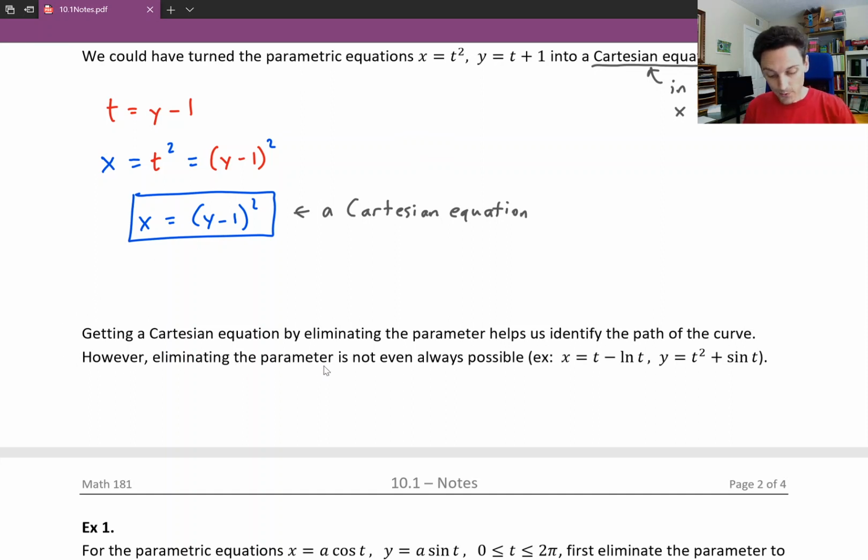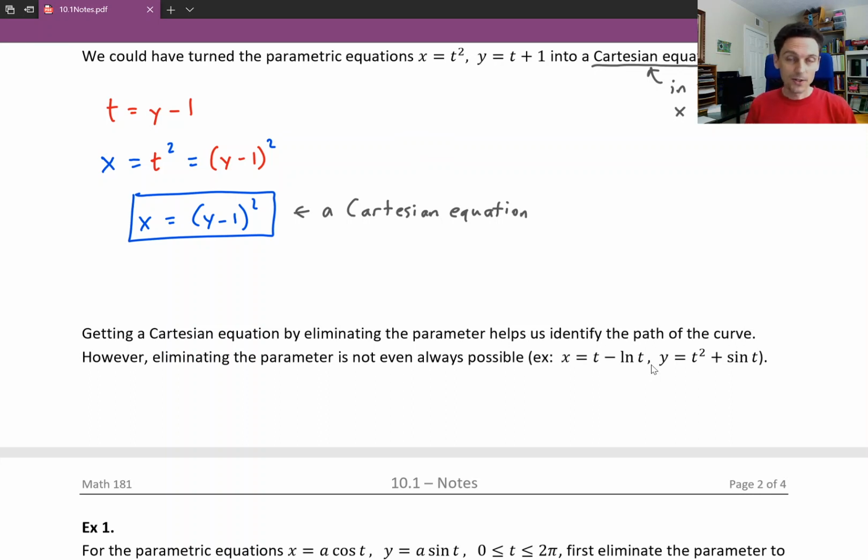But eliminating the parameter is not always possible. Like the example that's given: x equals t minus ln t and y equals t squared plus sine t. If you try to solve either of these equations for t, you'll quickly run into problems. These just cannot be solved for t using the elementary functions. So in this case, we would be stuck. We would only be able to write this kind of a curve using parametric equations, which says actually something.